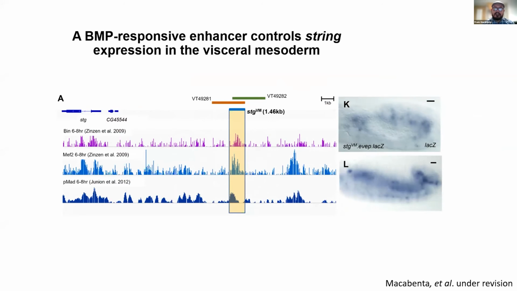And so we generated reporter constructs that show us that this enhancer is active in both the CVM and the TVM. And an interesting observation we made by looking at pMAD ChIP-seq data is that there seems to be strong occupancy for pMAD in this enhancer. And pMAD is a downstream transducer of BMP signaling. And so the next thing we wanted to see is, where are these BMP signaling components?